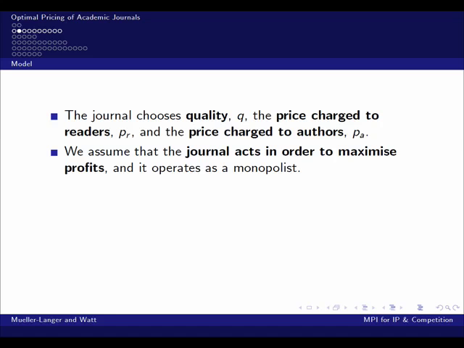Now, we don't explicitly model the referee process here. But quality has an impact on social welfare. For instance, if the quality of a journal increases, we assume that the number of readers would increase too. Okay, so higher quality journals would attract more readers.